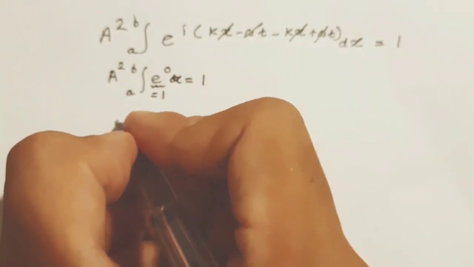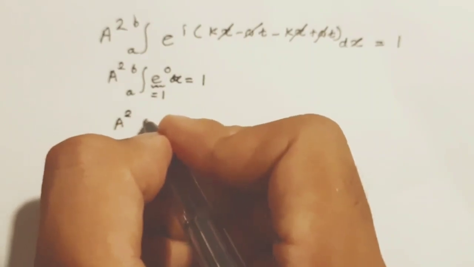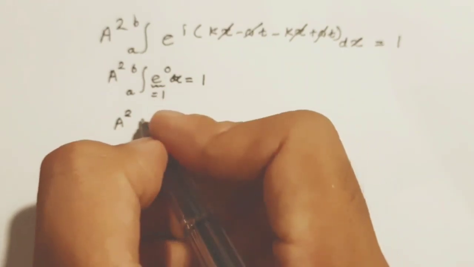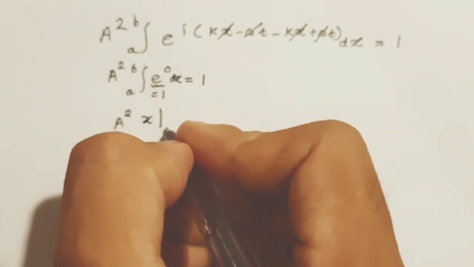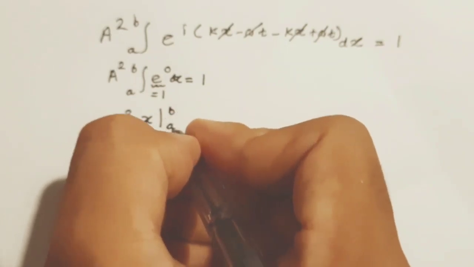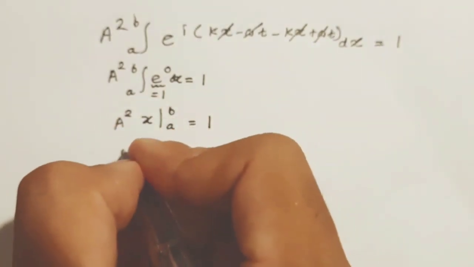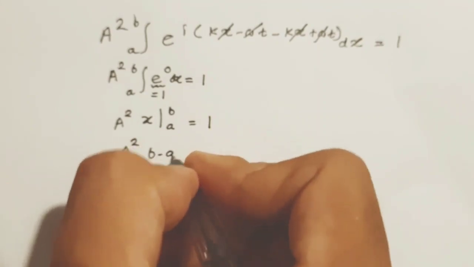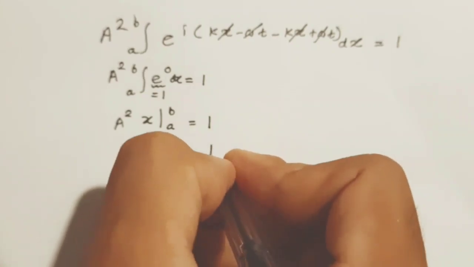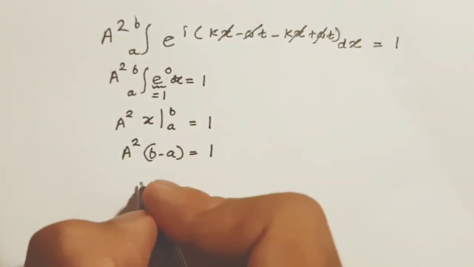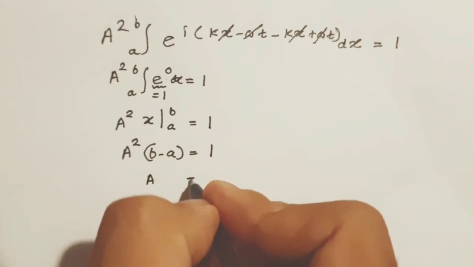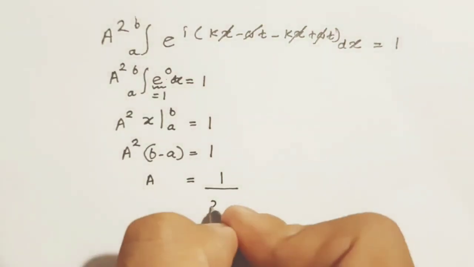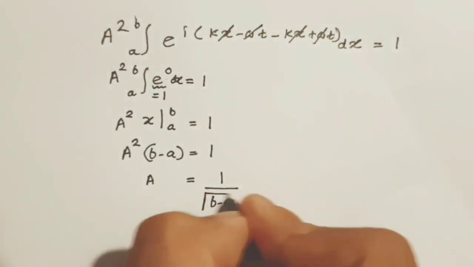So we can simplify it down. A squared times the integral of 1 becomes x, so x from A to B. So we can simplify this down: A squared times (B minus A) is equal to 1. From the simplification, we can obtain the normalizing condition, or the constant, A, which is equal to 1 over the square root of (B minus A).